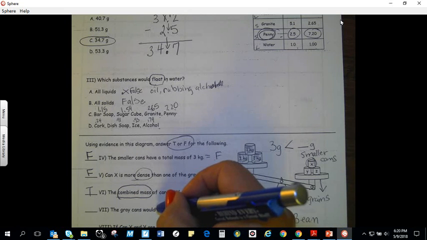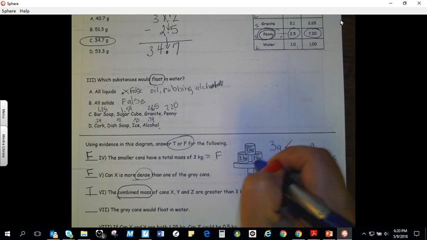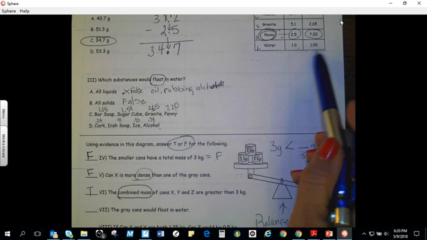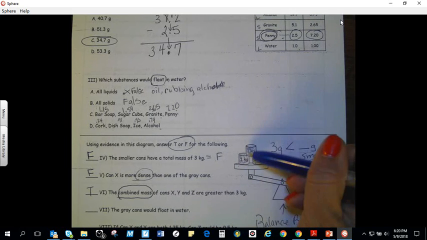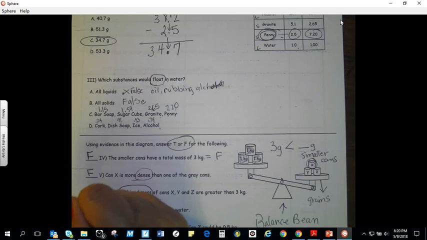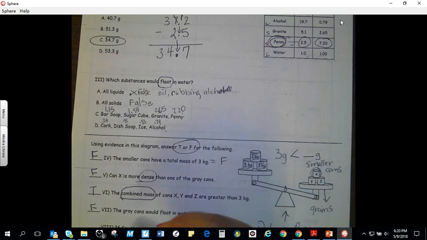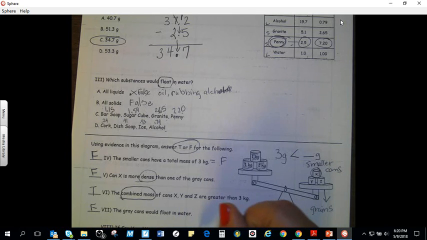The gray cans would float in water. So we're looking at the gray cans. All right, if we know that water, its density is 1 gram per cubic centimeter, these are 1, 2, 3 total. Would they be able to float? The answer is no. They're not going to float, they're going to sink. So it's false.